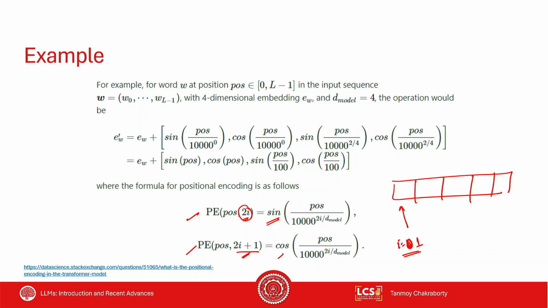The frequency is the same, so this is sine and this is cosine, right? If i goes to 0, then this will be sine, and i equals 0 means 2i plus 1 will be 1, right? So this will be cosine. So the first element will be determined by sine, the second will be cosine, third by sine, fourth by cosine, and so on and so forth.